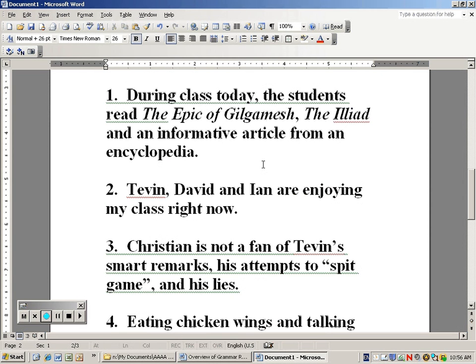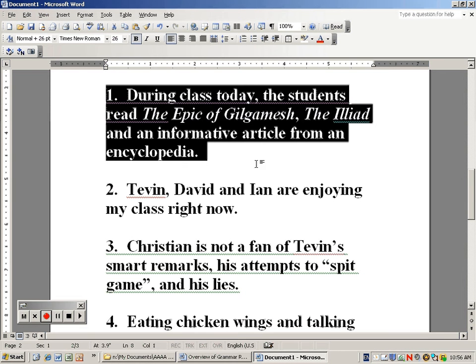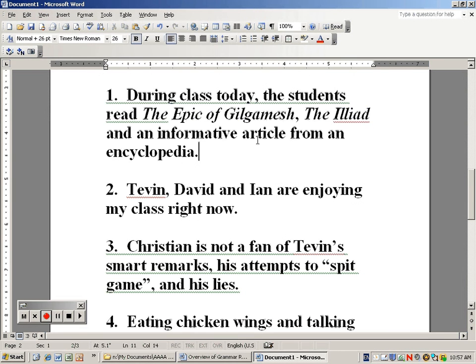So we start with number 1. During class today, the students read the Epic of Gilgamesh, the Iliad, and an informative article from an encyclopedia. Can you identify what is wrong with number 1?